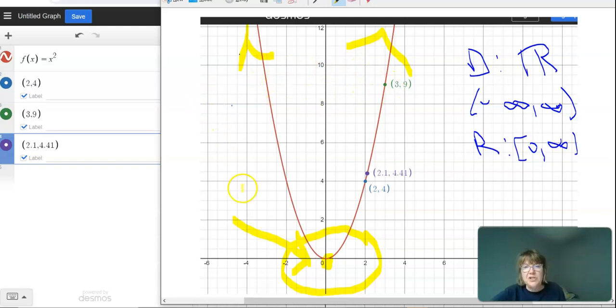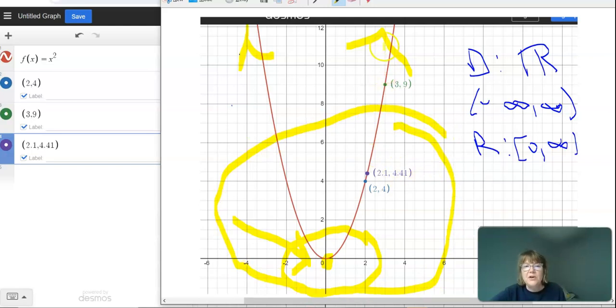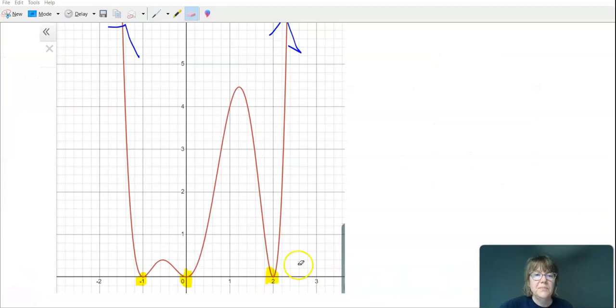Okay. Now I'm going to talk about locals. Locals technically have to be in the middle somewhere. So they can't go off to infinity anyway. So I'm going to switch gears. I'm going to pause this just for a second, and then I'm going to give you a graph to help talk about that. All right. I've had a few issues to say the least.